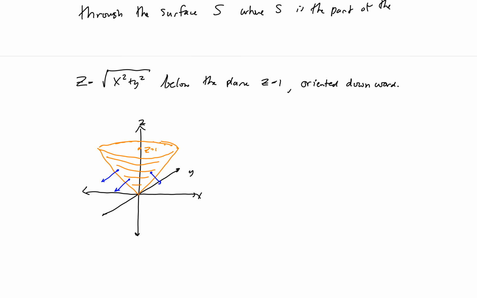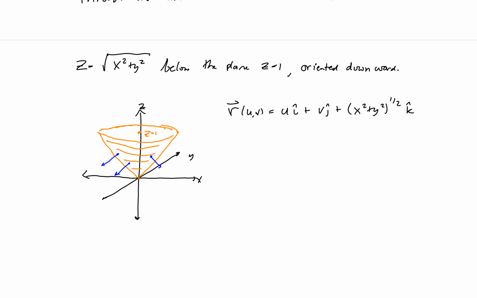Now our first step here is to parameterize the surface. Parameterizing the surface has nothing to do with the vector field. It's all completely based upon the surface. In this case, we have the function z equals f of (x,y), so this is one of our easy parameterizations. We can just take r of (u,v) to be u i plus v j plus (x squared plus y squared) to the 1/2 k. And then we want to say, what is our region for u and v to get this entire surface?